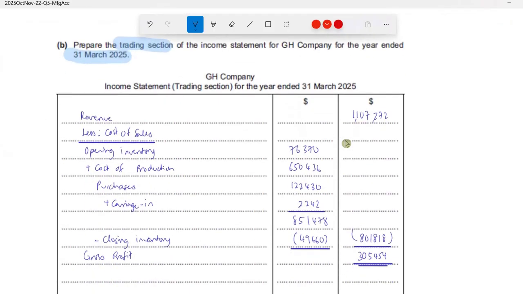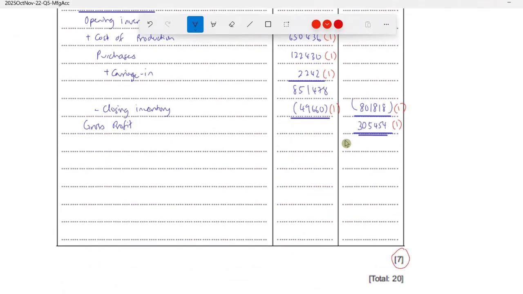As for the trading statement, 1 mark is given for the revenue, 1 mark for correctly transferring the cost of production into the cost of sales, 1 mark for purchases of finished goods being added and carriage inwards being added, right? 1 mark for correctly deducting the closing inventory of finished goods, 1 mark for the correct cost of sales amount, and 1 more mark for the correct gross profit amount. That's the total of 7 marks for part B. That's the end of the question.